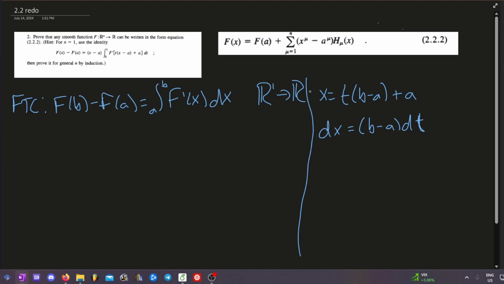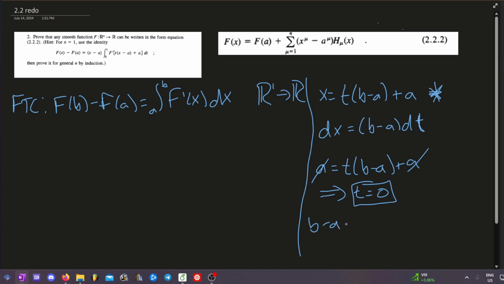Now this rescaling is going to change our integration limits too, so let's just star the relevant equation here and plug in a and b. If it's a, then we get a equals t times b minus a, plus a. The a's on either side cancel, and the only way this is true without the trivial b equals a case is to say that t is 0. Similarly, if we plug in b, I'm just going to bring the a over to the left side immediately here: b minus a equals t times b minus a. Again, unless this is trivially true, it implies that t equals 1.